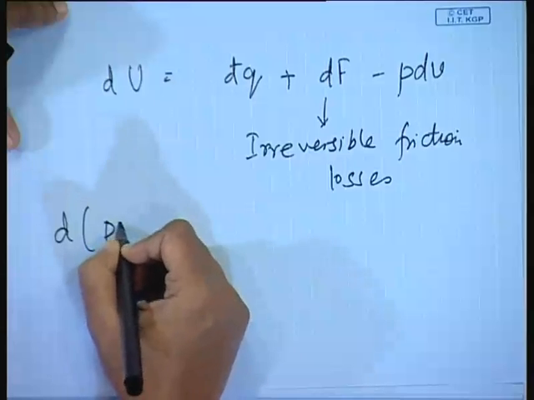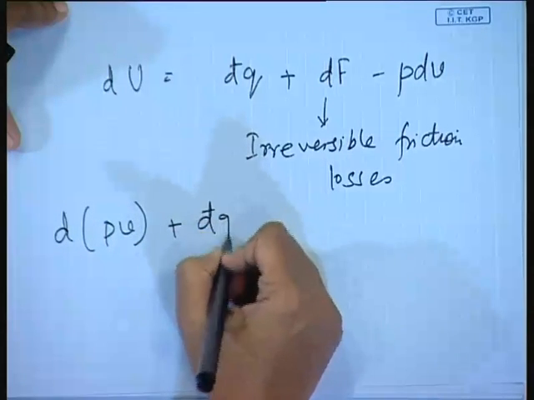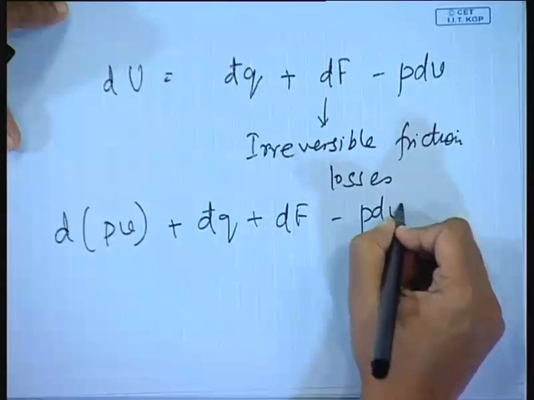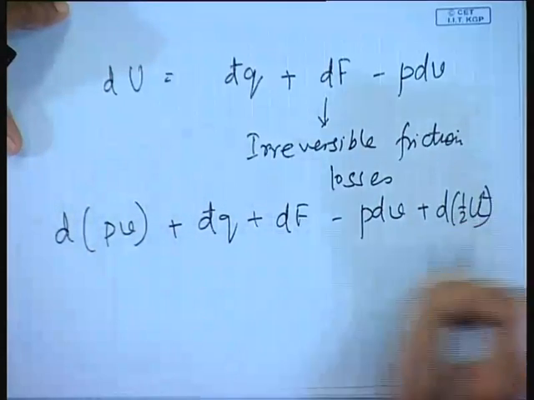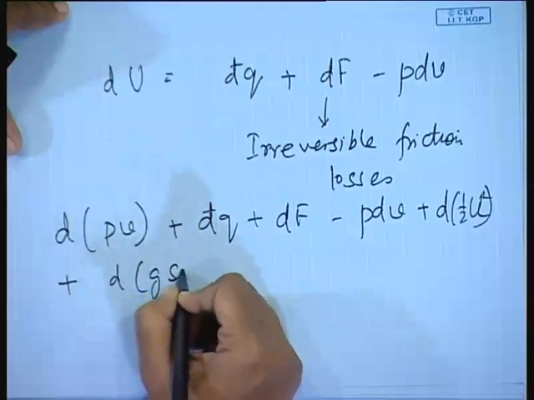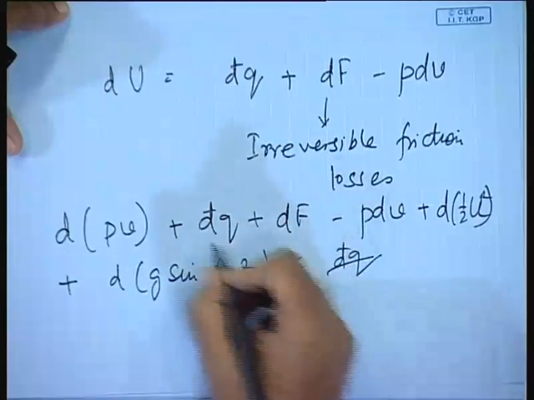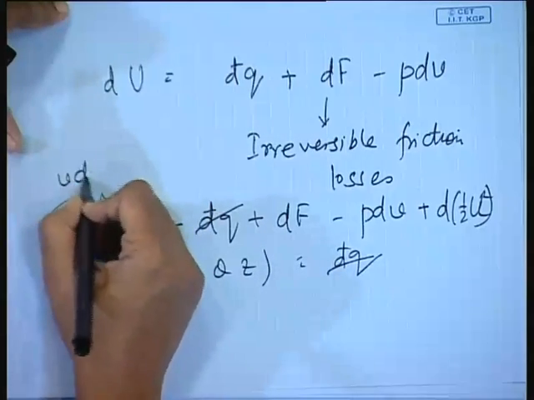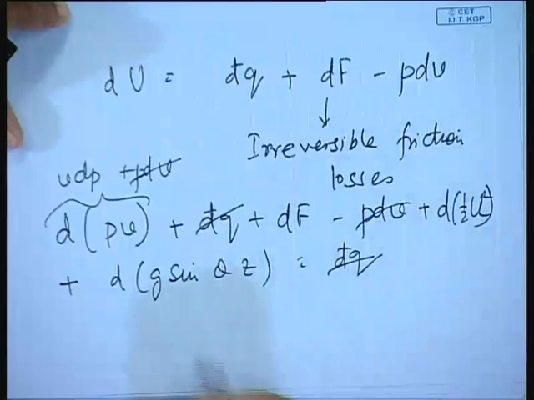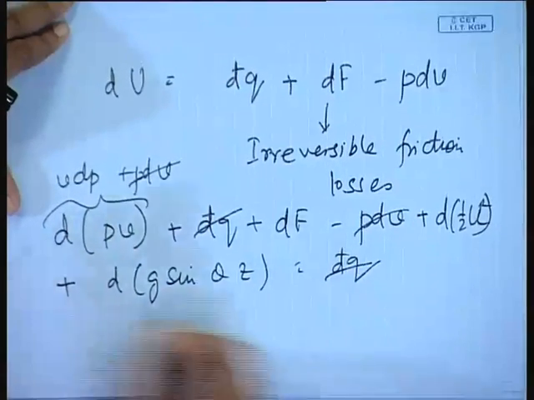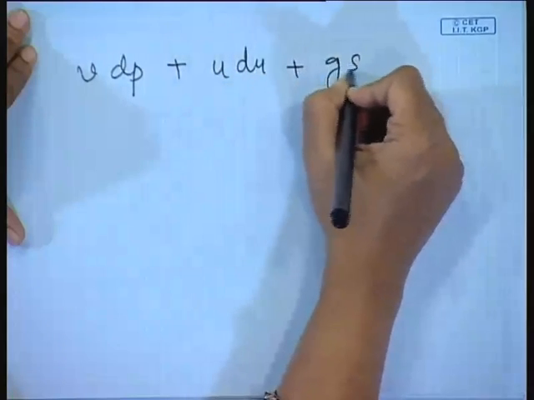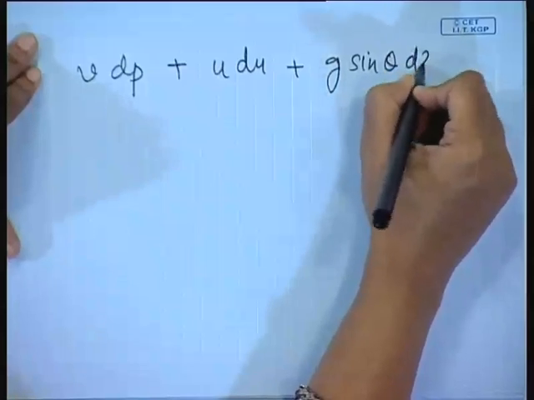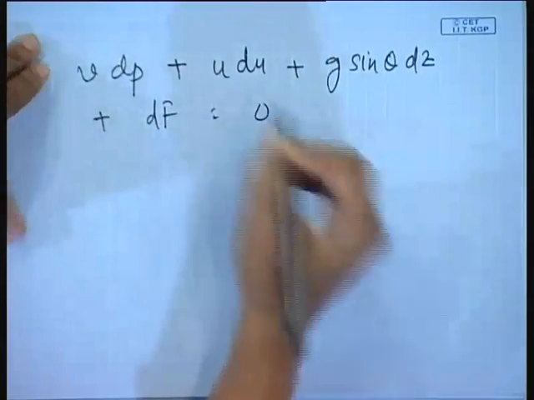So what I had written, d(pv) plus, instead of du, I will write dq plus df minus pdv, plus d of half u square, where this is the small u, plus g sin theta dz equals dq. These cancel out. This can be written as vdp plus pdv. So these also cancel out, and finally we get an expression: v dp plus u du plus g sin theta dz plus df equals 0, right.